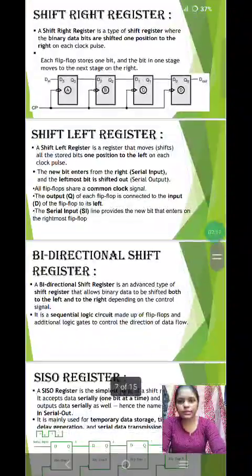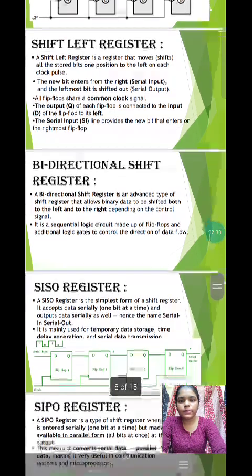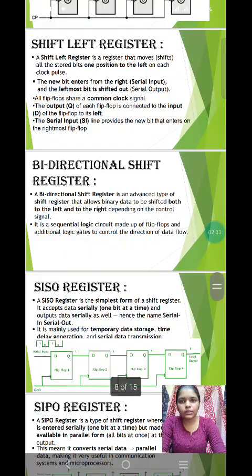Shift left resistor. A shift left resistor is a resistor that moves all the stored bits one position to the left on each clock pulse. The new bit enters from the right and the leftmost bit is shifted out. All flip-flops share a common clock signal. The output of each flip-flop is connected to the input of the flip-flop to its left. The serial input line provides the new bit that enters the rightmost flip-flop.